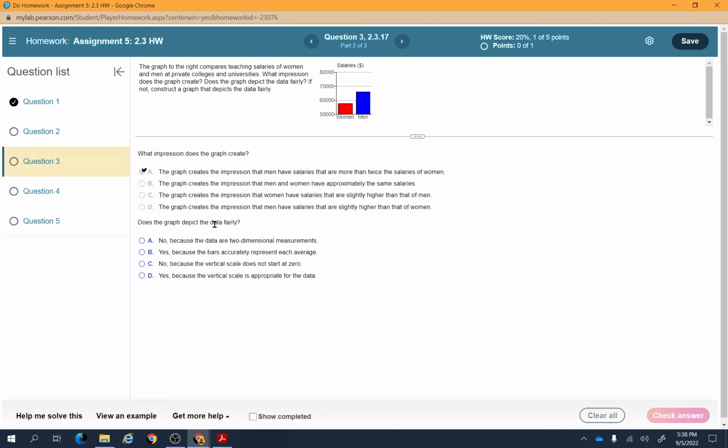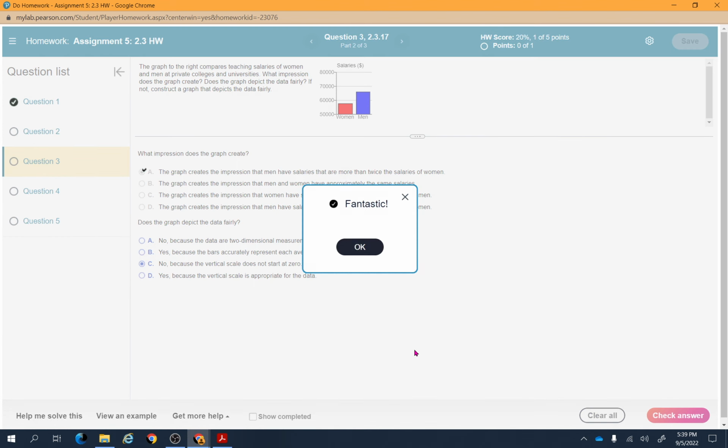Does the graph depict the data fairly? No, because you see the numbers. If you compare the numbers, it's slightly less than 60,000 and it's slightly less than 70,000. So the answer is no. There are two no's. So let's read the first one. No, because the data are two-dimensional measurement. Second one, no, because the vertical scale does not start at 0. So look at here, the vertical scale starts at 50,000. So this is the right answer.